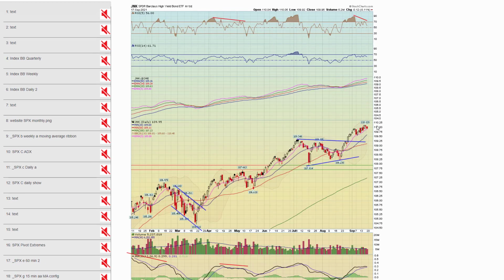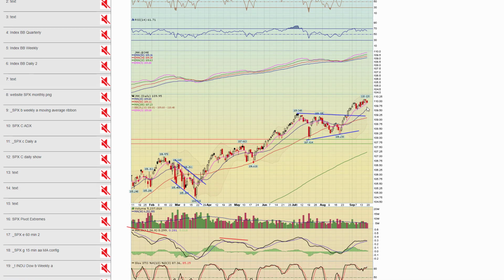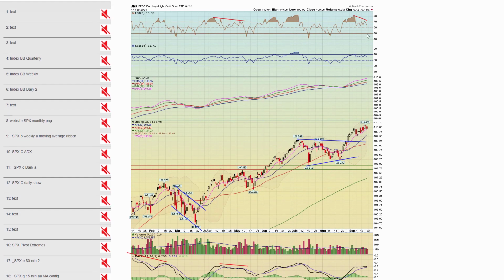Here's the J&K high yield corporate. If you want a positive for the market, this sucker is still holding up, still holding that 9 EMA. Markets tend to follow this. Keep an eye on this, guys. Now, if this starts busting down, that would justify the market pullback. But so far, it is holding up here.